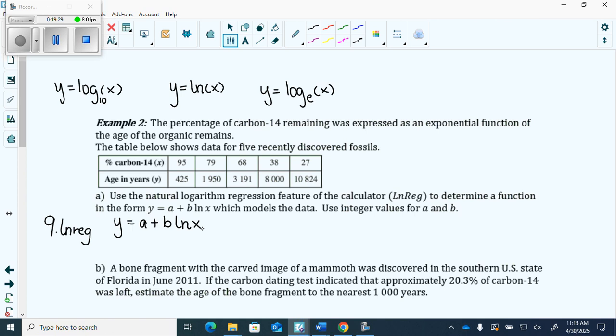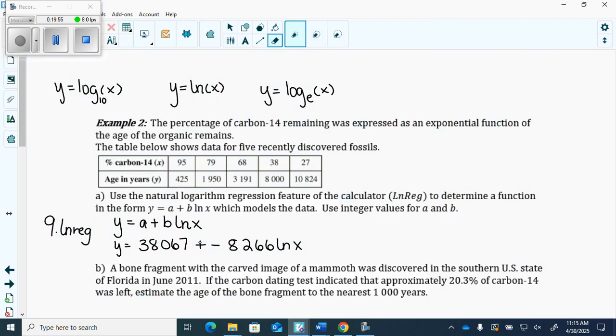So for a, I have 8,067. Plus b, I have negative 8,266 ln x. Do I need to put this plus negative thing going on in there? Will they do that? No, the negative will trump the positive. And this one exists.